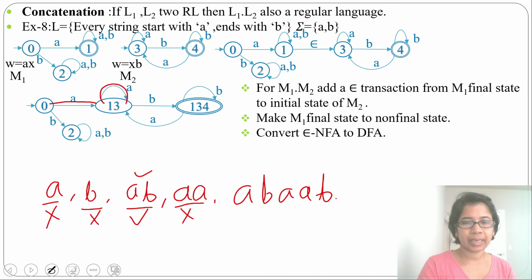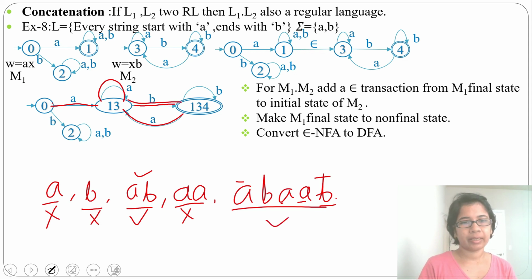Now just check A, B, A, A, B: does it start with A? Yes. Does it end with B? Yes. So it should accept. From 0 by A it goes to state 1, 3. Then from 1, 3 by B it goes to state 1, 3, 4. Then by A it goes to state 1, 3. Then by another A it will be a self loop. Then by B it goes to state 1, 3, 4 and it accepts. So any string that starts with A and ends with B will be accepted by this DFA.